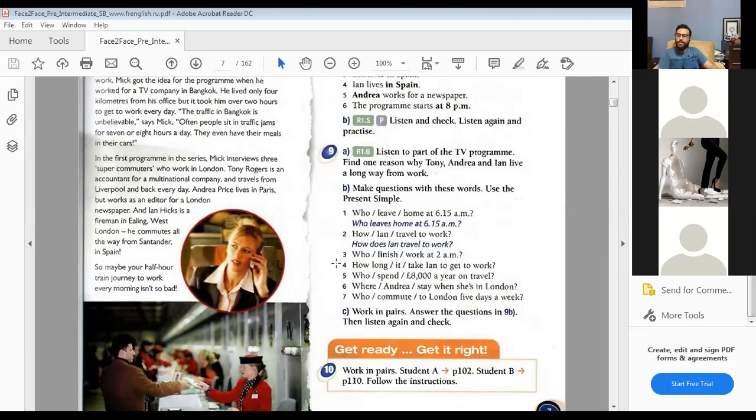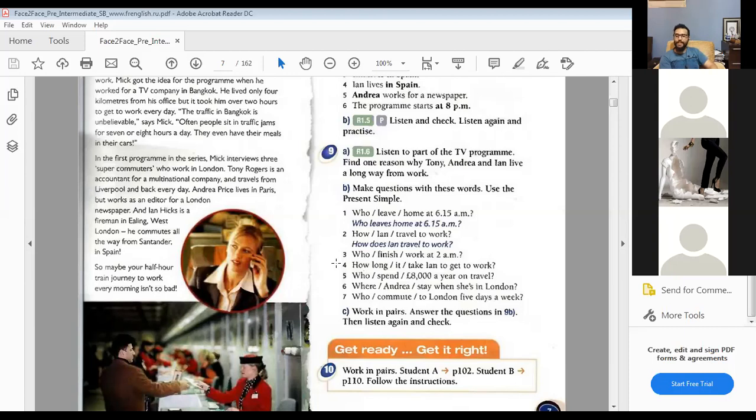Okay. Now number 5, Malak. Can you do number 5? Okay. Who spends $8 a year on travel? Is it $8? Euro? Pound. It's pound. I'm sorry. No, 8,000. Correct. Your answer is correct.